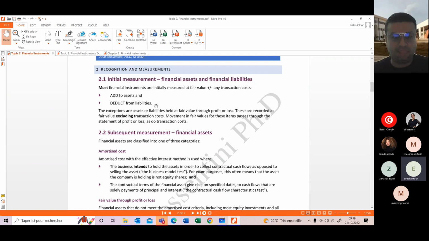In amortized cost and comprehensive income, but when we have fair value through profit and loss, we don't add transaction costs. Absolutely right, and good job on that. The exceptions are assets or liability held at fair value through profit and loss. Don't forget that, regardless of the perspective. Are you taking the perspective of the investor or the perspective of the issuer? In case you opt for the fair value through profit and loss, these are recorded at fair value excluding transaction cost, and movements, of course, pass to the statement of profit or loss.